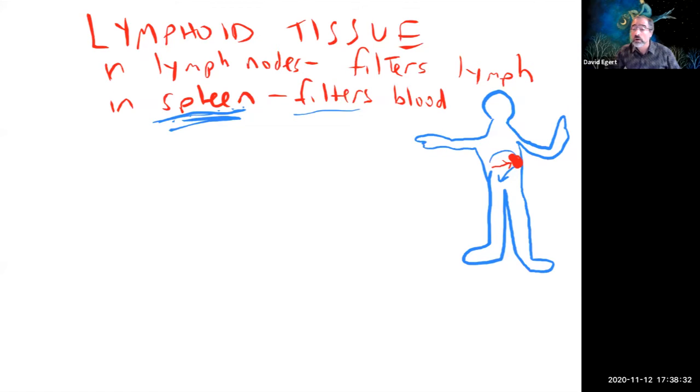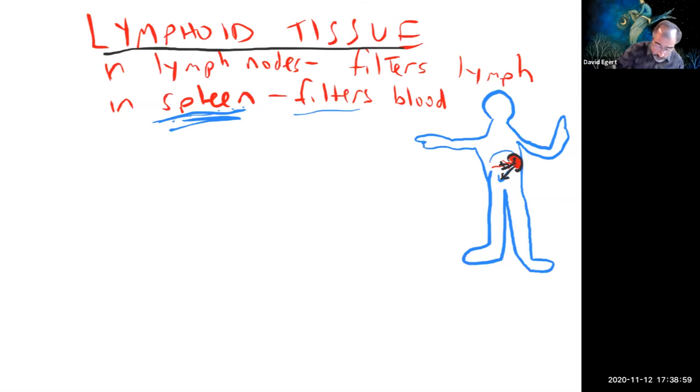Like if you are hemorrhaging, we talked about hypovolemic shock, because you're losing all your blood. You can have the spleen contract and squish. Normally there's just blood percolating in here getting processed, but the spleen can squeeze and push more blood into circulation to try to keep your blood volume up. So the spleen can help you that way.